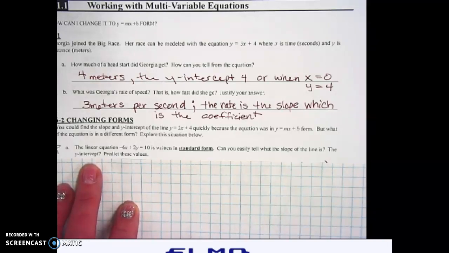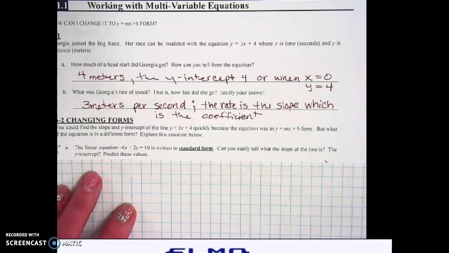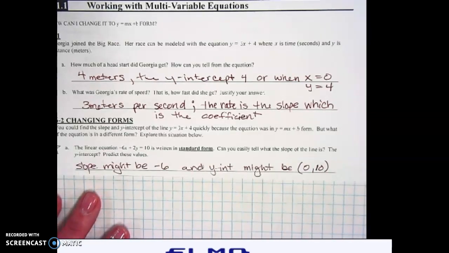Okay? What I have on my paper is probably different than what you have on your paper or the person next to you, but maybe we all have the same thing. I don't know. It's just a prediction. All right. So here's what I wrote. I wrote that the slope might be negative 6. Why? Because I saw a negative 6. And the y-intercept might be 0, 10. Why? Because there was a 10. But am I right? No, that's not right.